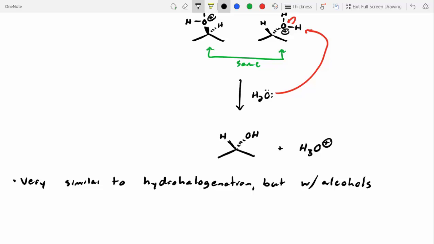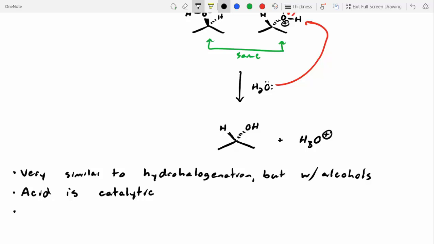In this case, I used water. We could use something like methanol and form an ether, or we could use ethanol. Any sort of alcohol will work for these reactions. I just chose the simplest alcohol, which is water. The acid used is catalytic. We don't need a full stoichiometric amount since it's regenerated in the reaction.